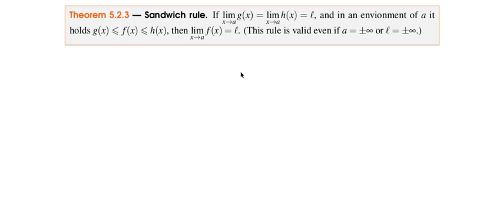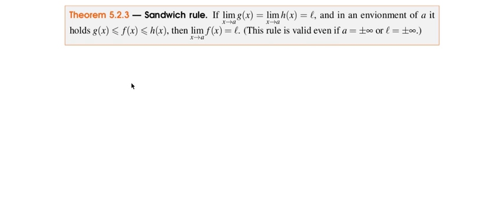Now we have a version of the sandwich rule for functions, which is very similar to the one we saw for sequences. So we have that the limit of g when x goes to a is equal to the limit of h when x goes to a, which is L, and in an environment of a we have g less than or equal to f less than or equal to h. So f is bounded from below by g and from above by h. Then the limit of f when x goes to a is L, and the rule is valid if a is plus or minus infinity and L is plus or minus infinity.